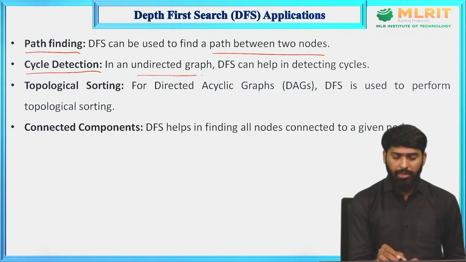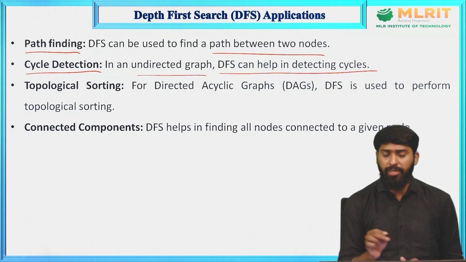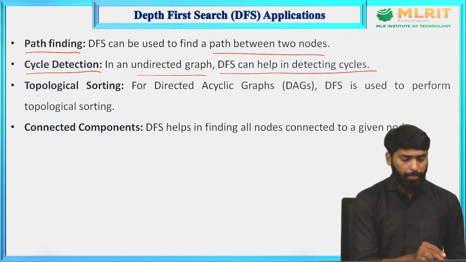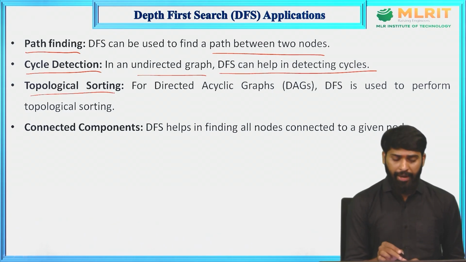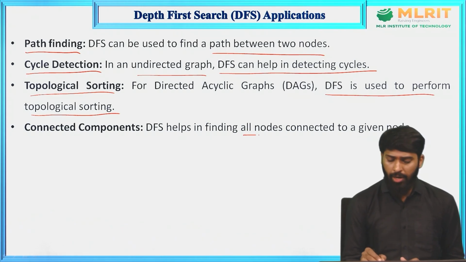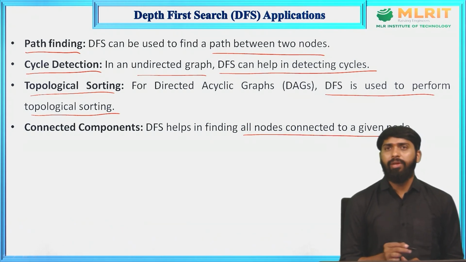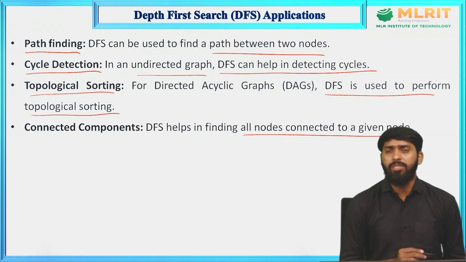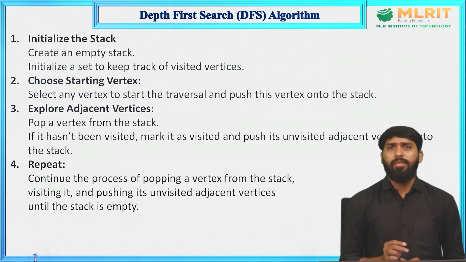In an undirected graph, DFS can help in detecting cycles. And topological sorting: for a directed acyclic graph, DFS is used to perform topological sorting. Then connected components: DFS helps in finding all nodes connected to a given node. So these are some of the applications of DFS. So let us see the DFS algorithm.